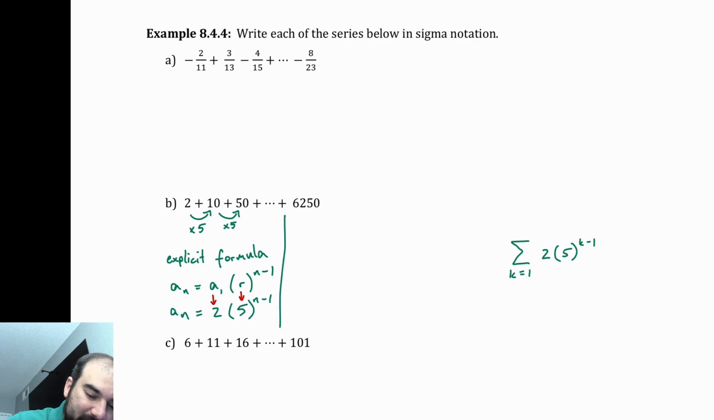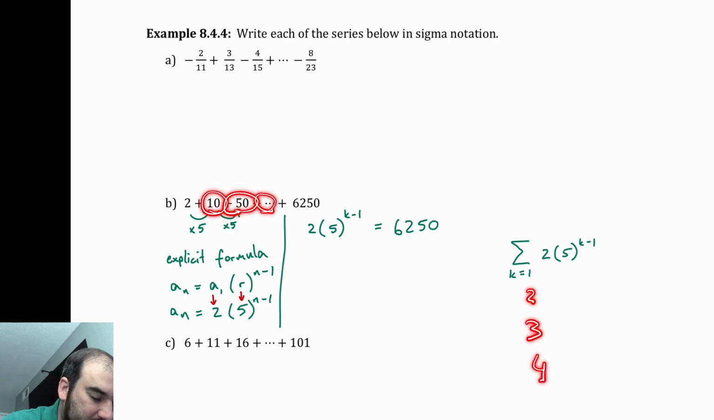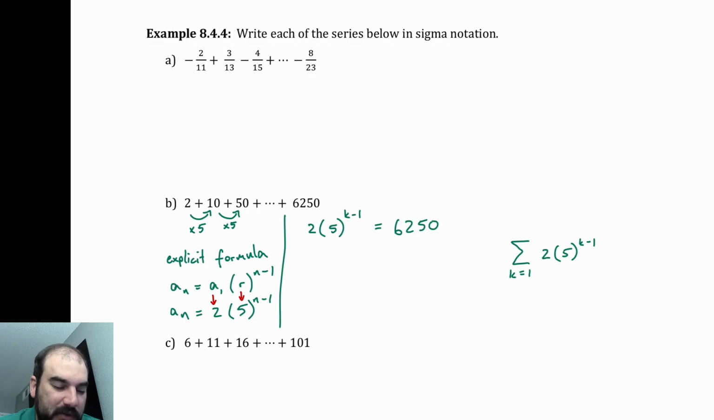We're actually going to find what that is in a second. So how we do that is we take our explicit formula, 2 times 5 to the k minus 1, and we set it equal to our last term that we want to stop at, so that we can figure out what the last k is that we plug in, right? We start with 1, and then when we plug in 2 for k, we should get this 10. When we plug in 3 for k, we should get this 50. When we plug in 4 for k, we should get the 250 that's coming next in the sequence, right? So we stop when we reach 6,250.